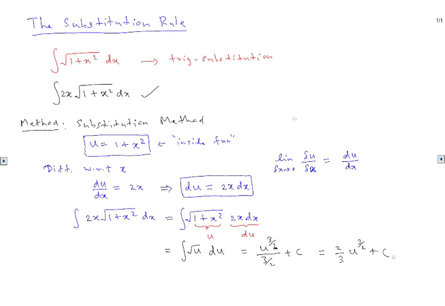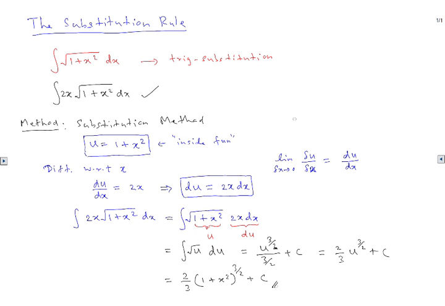Now you cannot leave the answer in u because that's something you introduced. So you need to substitute back. Let's do that. If you substitute back, you will get 2/3 times u, which equals 1 plus x squared. You always have to do that. You need to leave the answer in the original variable, which is x. So it is 2/3 (1 plus x squared) to the 3/2 plus c, and that's the whole problem.